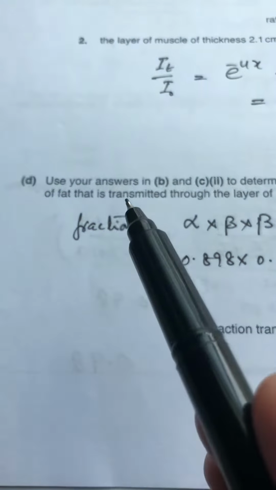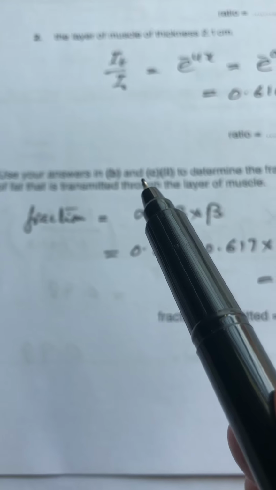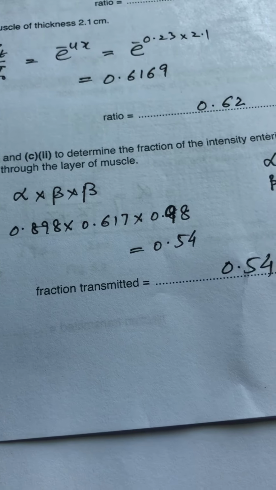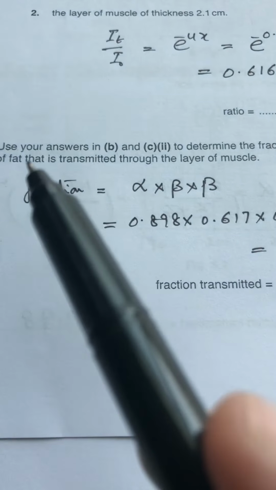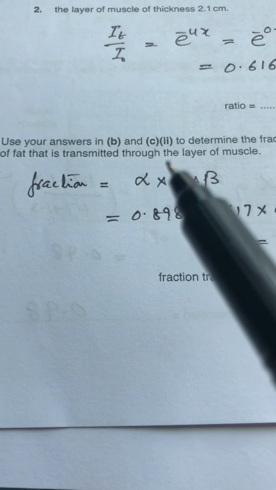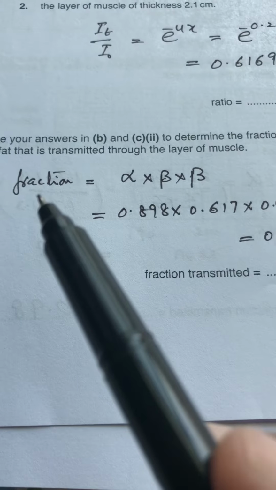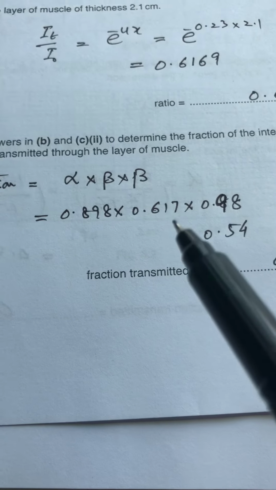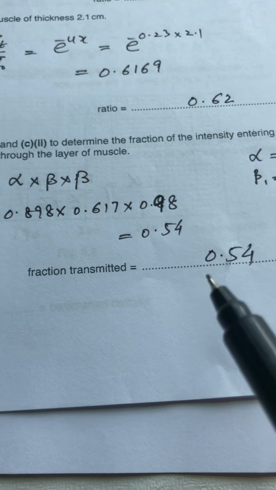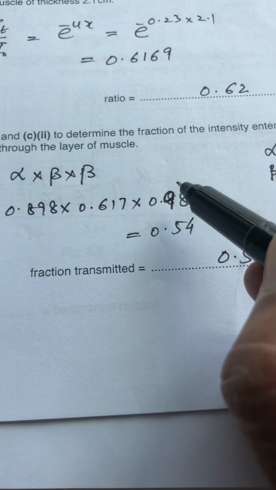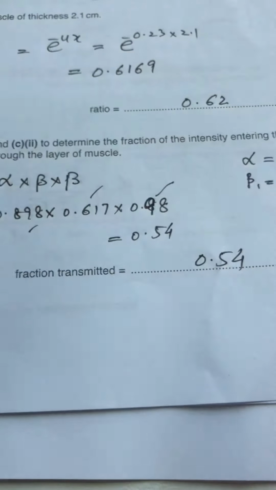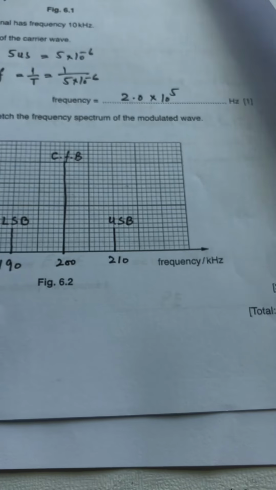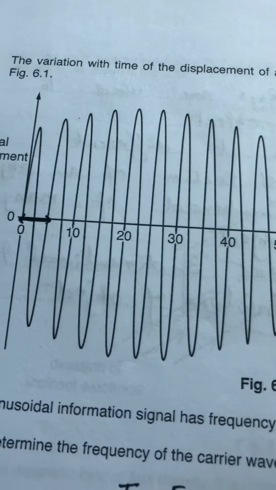And the next important question: use the answers from B and C to determine the fraction of the intensity entering the layer of fat that is transmitted to the layer of muscle. So the fraction is alpha times beta times beta. So alpha is the part not reflected, then first transmission, second transmission, so the total becomes 0.4. This 0.98 is for the alpha, this is B1, this is B2, so the answer is 0.54.